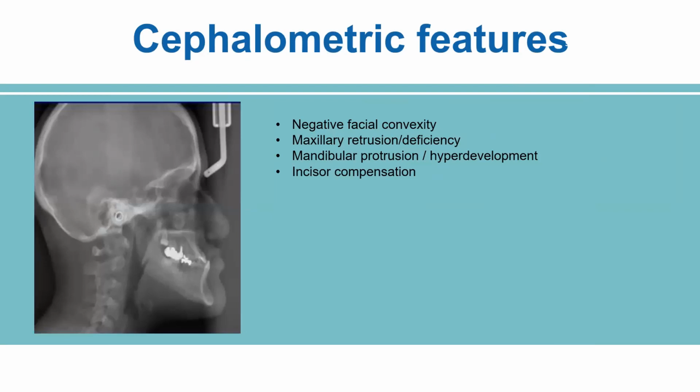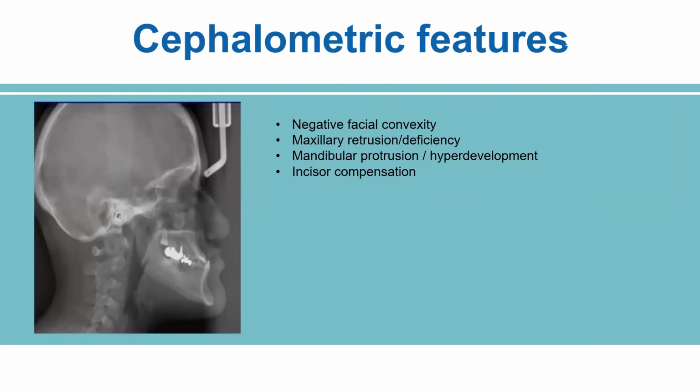Now, coming to the supplementary features, there are four main features in Class 3 that we need to notice. The first is the negative facial convexity, which is proportional to our facial profile, a concave facial profile. Then maxillary retrusion or deficiency, or mandibular protrusion or hyperdevelopment, or a combination of the two, is possible, which results in Class 3 malocclusion. And then the incisor compensation.